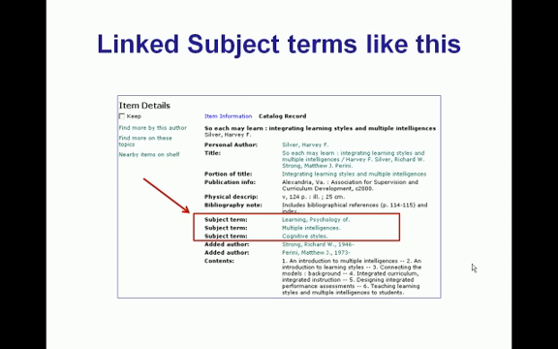So here we have an example using that same one earlier. So each may learn, integrating learning styles and multiple intelligences. The red boxed area shows our subject terms. We could just click on those links right there. Learning psychology of, multiple intelligences, or cognitive styles. Any of these links will serve to provide us with records that are probably fairly closely related, somewhat relevant to information about multiple intelligences.